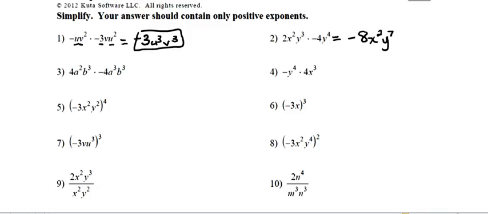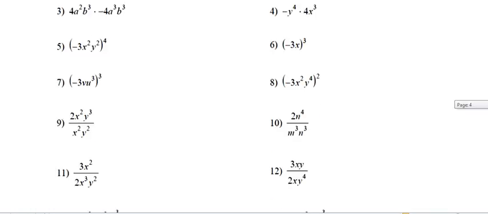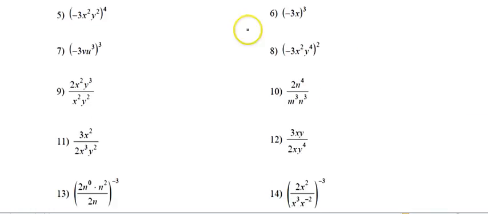Alright. Okay, let's look at raising to a power. So number 5. Okay, this one is a very good question. A very good one. Okay, so here you have a sign, you're raising it to the fourth power. You have a negative, you're raising it to the fourth power. Or you can say I have a 3 and I'm raising it to the fourth power.